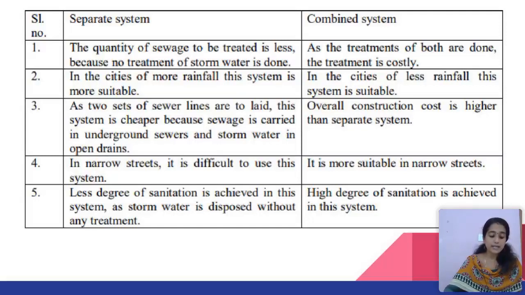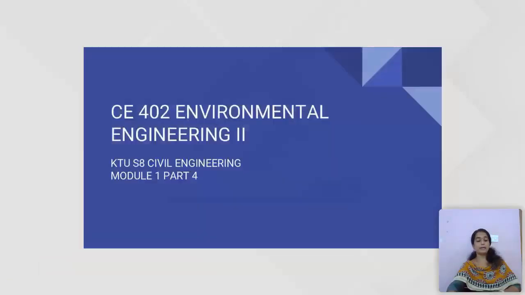As two sets of sewer lines are to be laid, this system is cheaper because sewage is carried in underground sewers and stormwater in open drains. Overall construction cost is higher than the separate system. In narrow streets, it is difficult to use this system. It is more suitable for narrow streets, and less degree of sanitation is achieved in this system as stormwater is disposed without any treatment. High degree of sanitation is achieved in this system. This is the comparison of the combined system and the separate system.